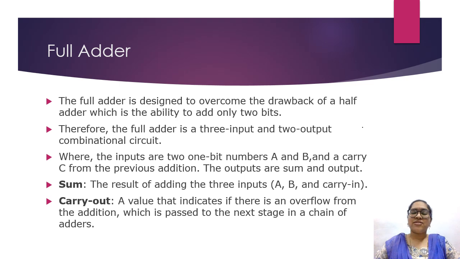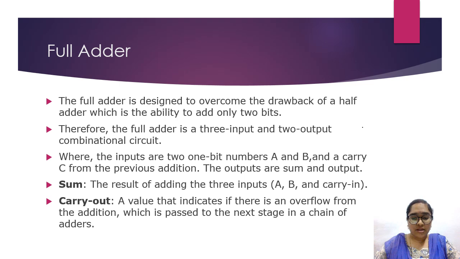So this is considered a drawback, and to overcome this we have the full adder. This full adder basically has 3 inputs and 2 outputs, and it is a combinational circuit. Among the 3 inputs, 2 inputs are A and B, and 1 input is the carry from the previous output. And the outputs will be the same, that is sum and carry.